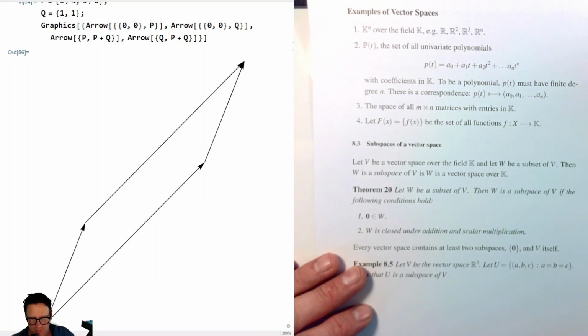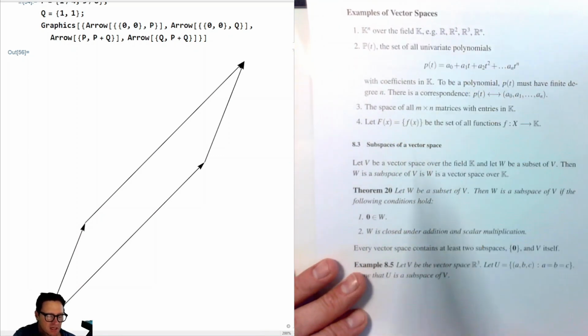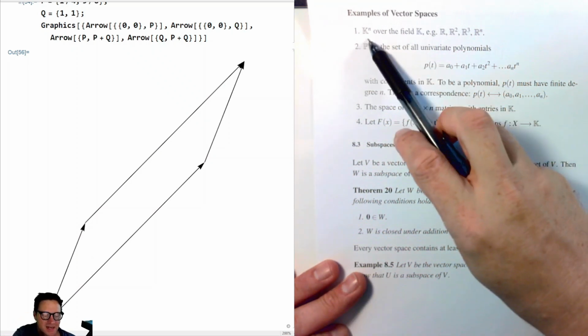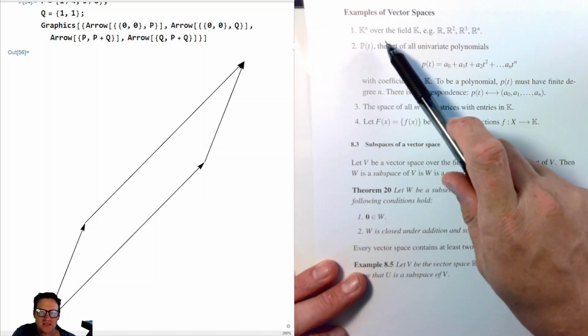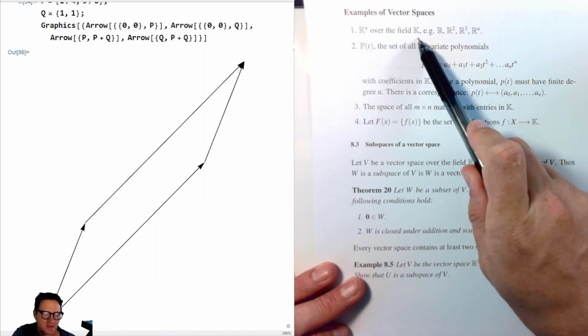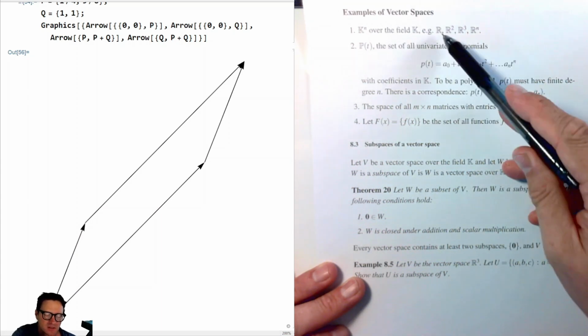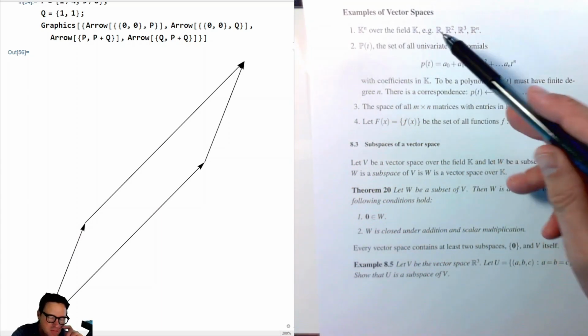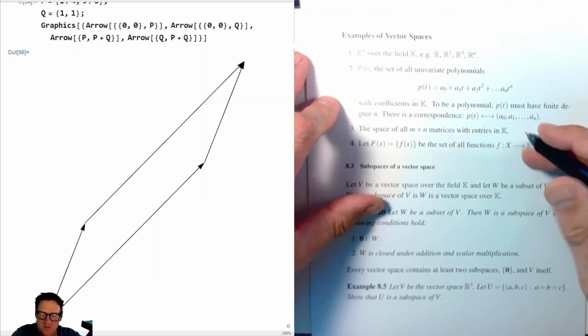So let's have a look at a few examples of vector spaces. So K^n over the field K. And so this would be an n-tuple where the components of your vector are elements of the field K. Okay, some examples. The set of real numbers, R^2, R^3, R^n. Let's talk about these one by one.